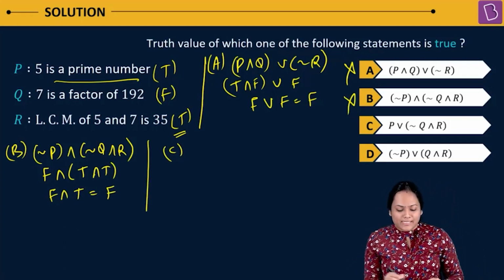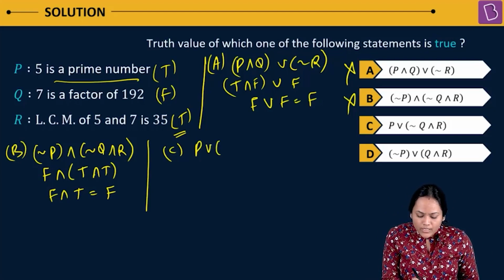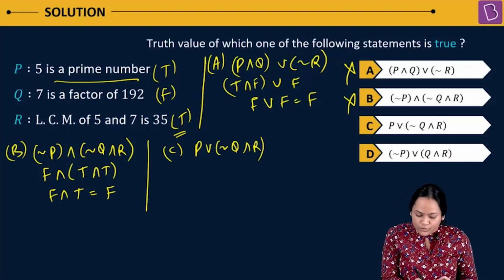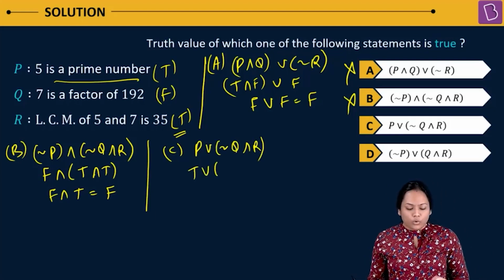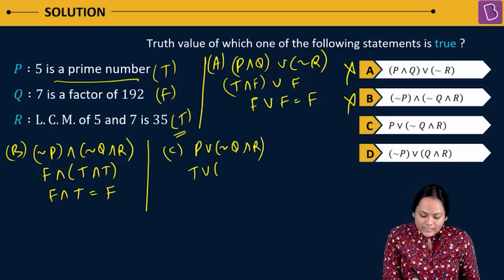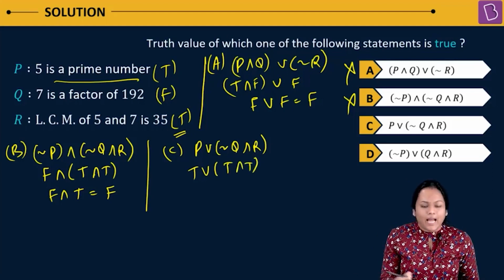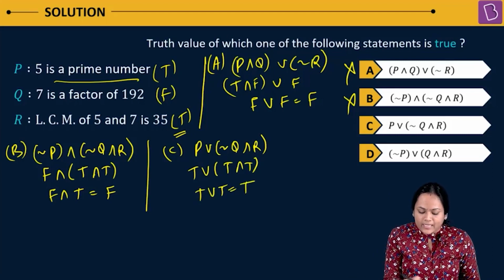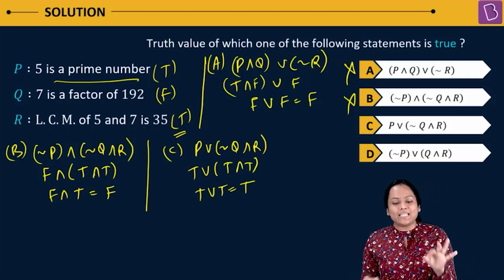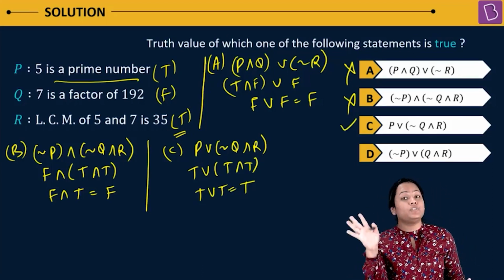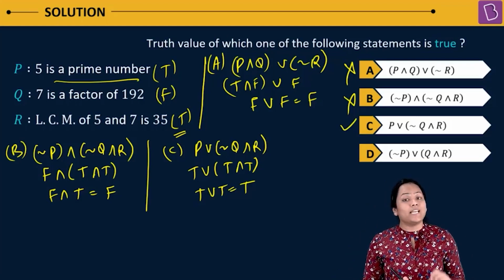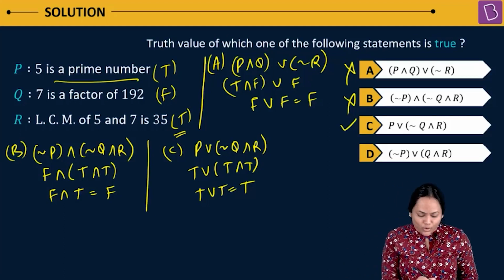In C option, it's saying P or negation Q and R. So P is true or negation Q. We have just seen that it's T and T. And you know that T and T is T, and T or T again is T. That means C is having truth value as true. This has to be the answer. But on the safe side, guys, do check D option also.